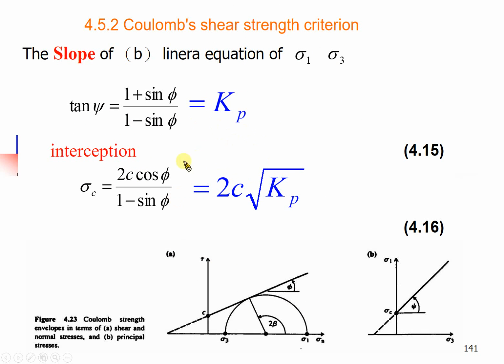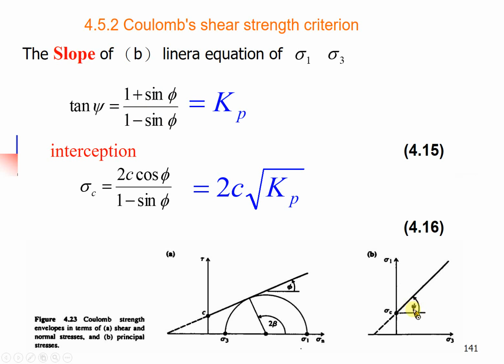If we assume the tangent psi equals Kp, then this angle psi will be the angle between the failure criterion, the failure envelope, in the sigma 3 and sigma 1 space to the horizontal plane. 所以，如果我刚才说斜率是这个嘛，对不对？ I already proved this on the whiteboard for you. If the c equals 0, then the Kp will be this. Okay? This will be the slope.